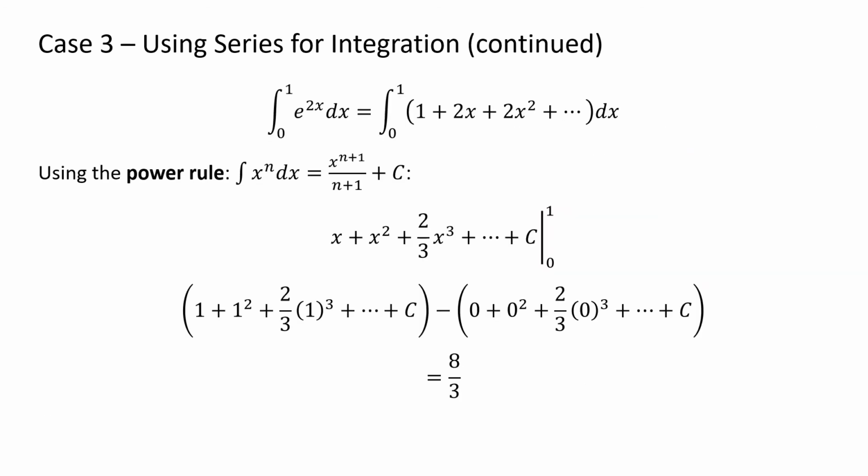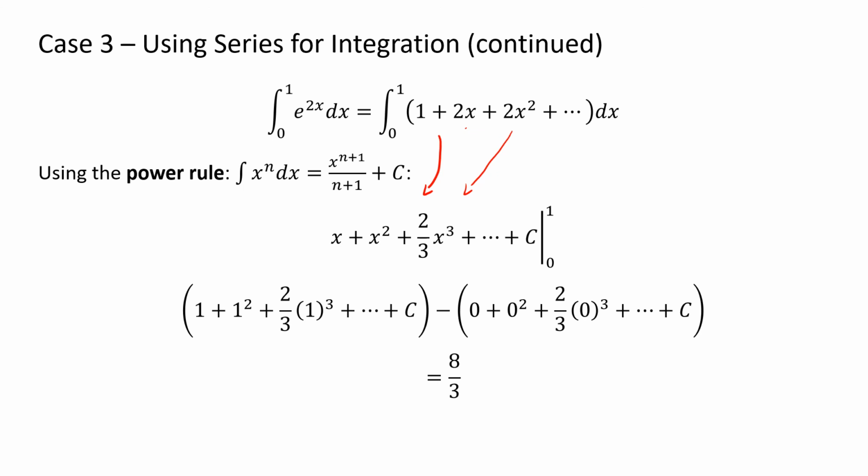So keeping again with what we had, remember we had that the integral written as a series was 1 plus 2x plus 2x squared, and it keeps going. So using the power rule, remember the integral of a function x to the exponent n is equal to x to the exponent n plus 1 divided by that same exponent n plus 1 plus a constant. So integrating each of these terms, the integral of 1 just becomes x. The integral of 2x becomes x squared. The integral of 2x squared becomes 2 over 3 x cubed. And then that would be plus the remaining terms plus a constant.